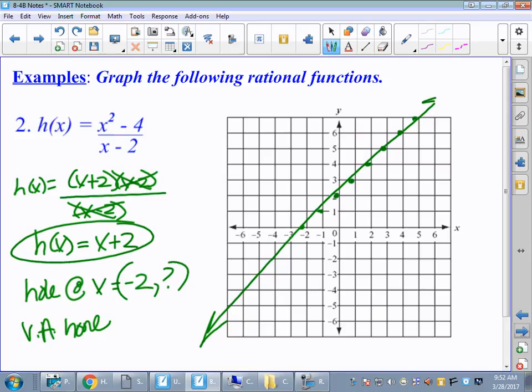There's my line, but it's not a line. If it was a line, it wouldn't have an x minus 2 in the denominator of its original form. So it looks like a line. It has all the characteristics of a line, except for when x is equal to negative 2. So I'm going to come over here where x equals negative 2, come up to the graph, and take a hole out of that point.